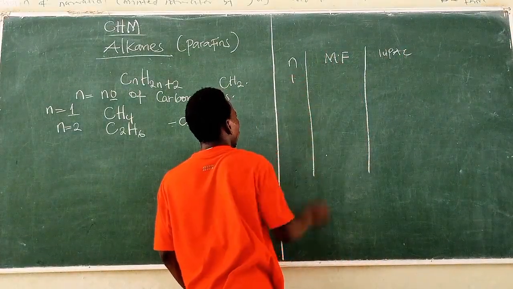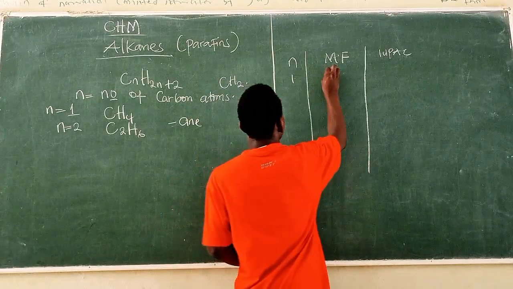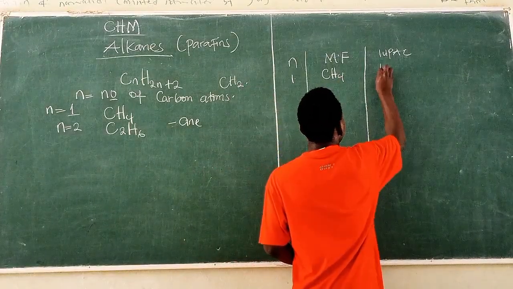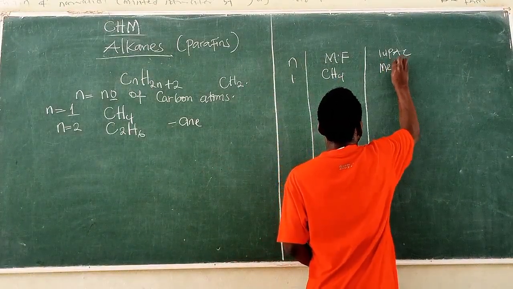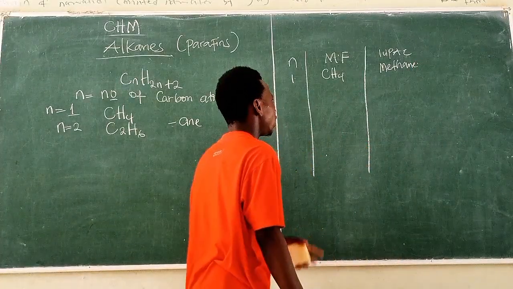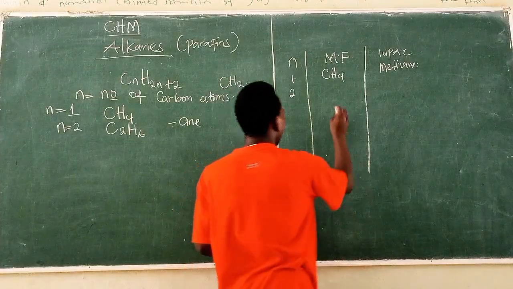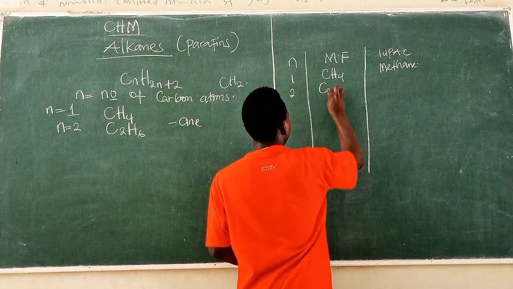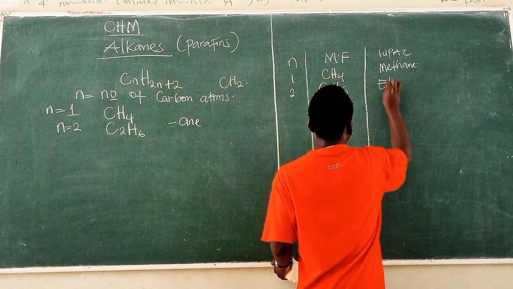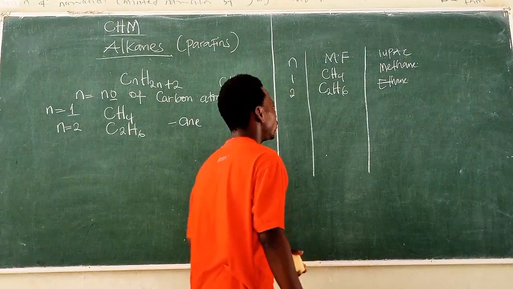When n is equal to 1, we input 1 in the formula and we have CH4. This is called methane, which is the first member of the alkane family. When our n, the number of carbon, is 2, we have C2H6. So this will be ethane, which is the second member of the alkane family.